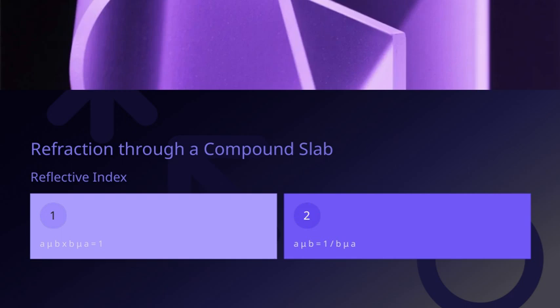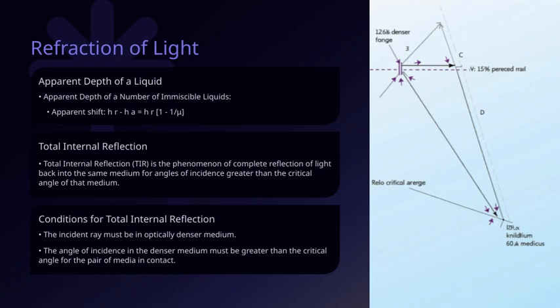This slide emphasizes the importance of these reciprocal relationships because they simplify the calculations and deepen our understanding of how light behaves in complex media. Recognizing these patterns is crucial as we explore how refraction works in layered or composite materials, which is a fundamental part of optical physics. Let's talk about the conditions for total internal reflection.